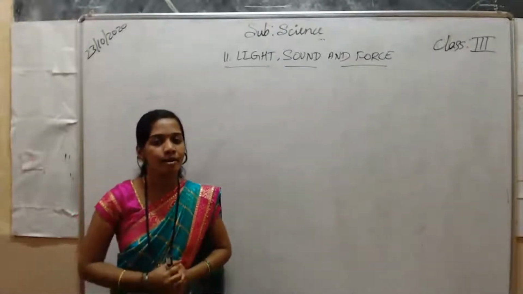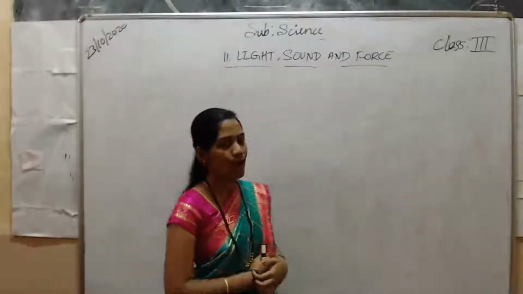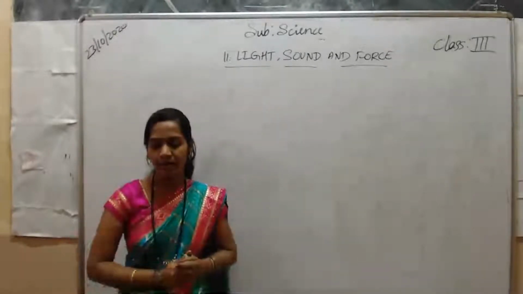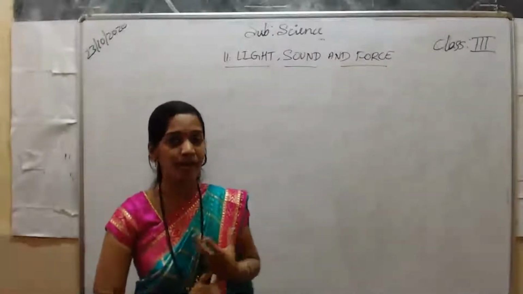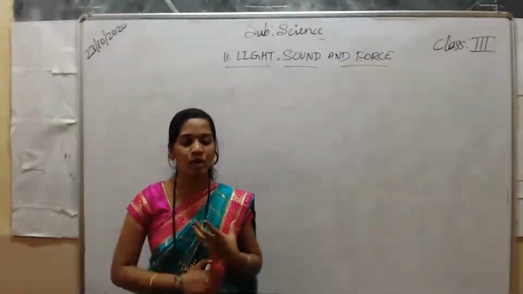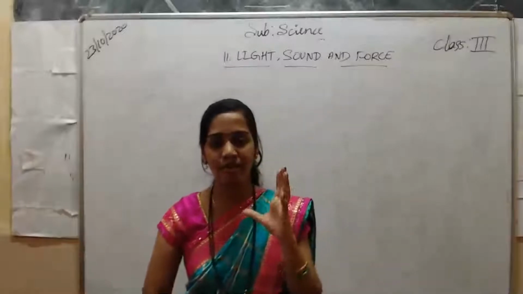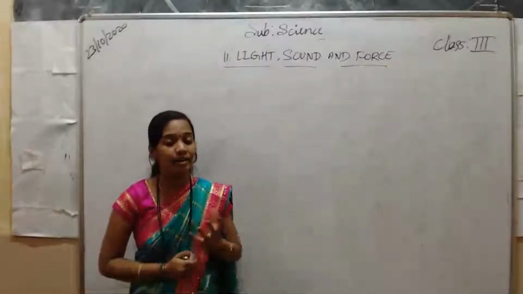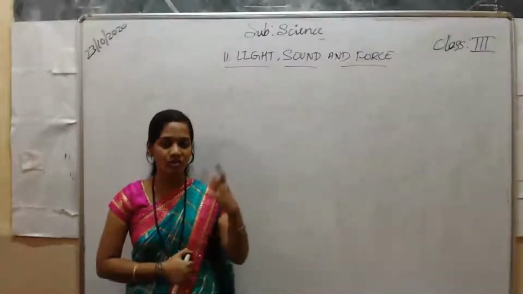So, students, yesterday in the previous class, we were in the 11th chapter, that is light, sound, and force. We saw yesterday in the last class about light. Light is the main essential source on the earth; without light we cannot survive. The sun is the main source of light, right? From the sun only we get the light. We can see the light on earth only because of the sun.